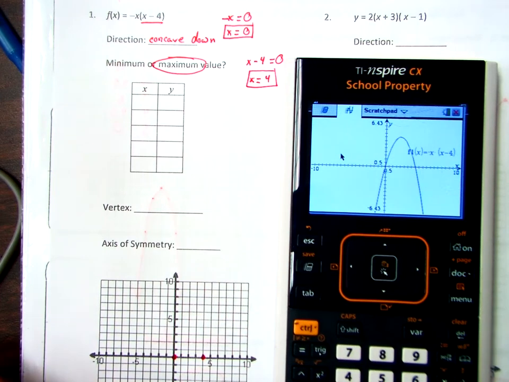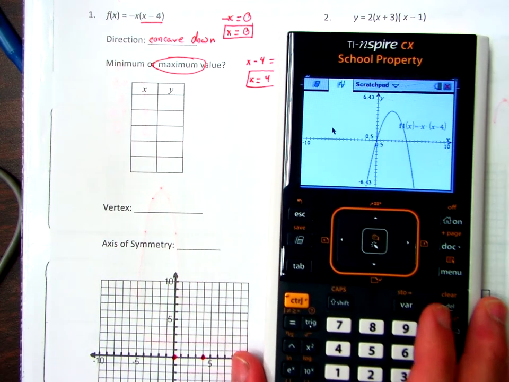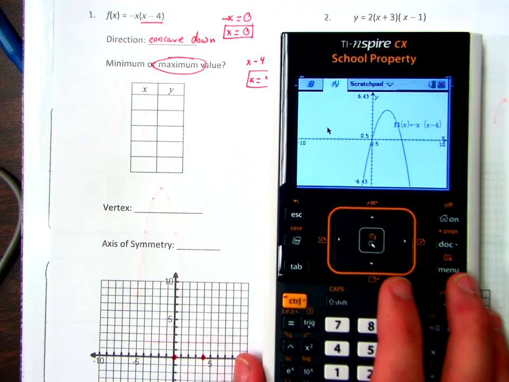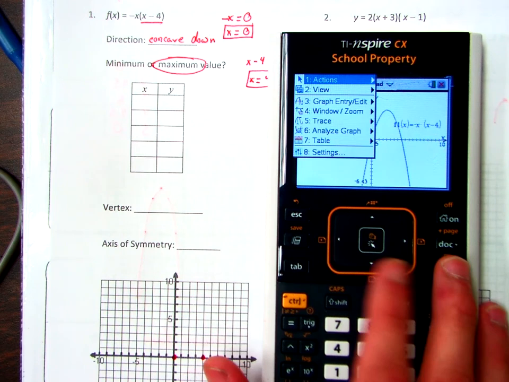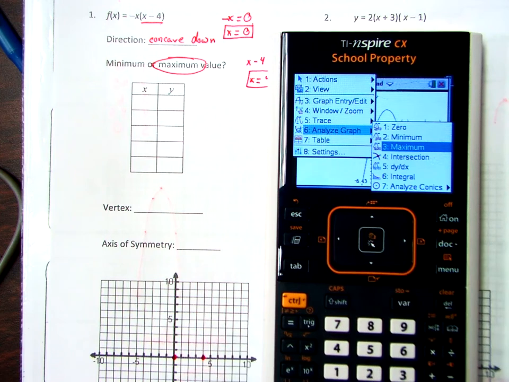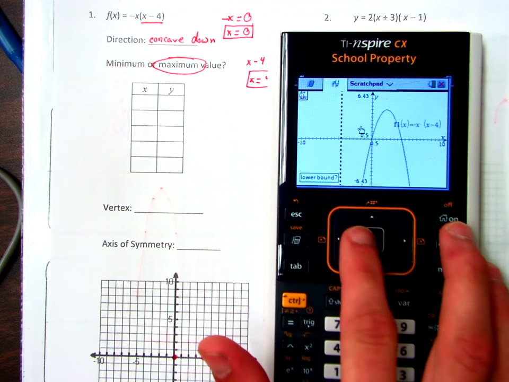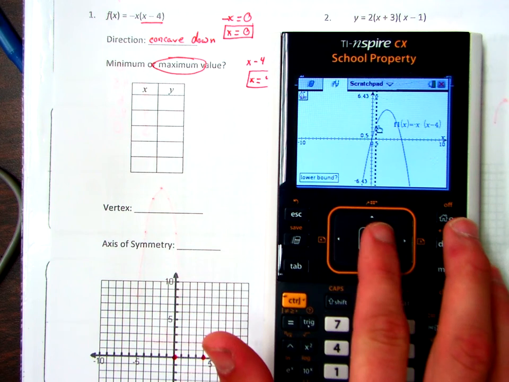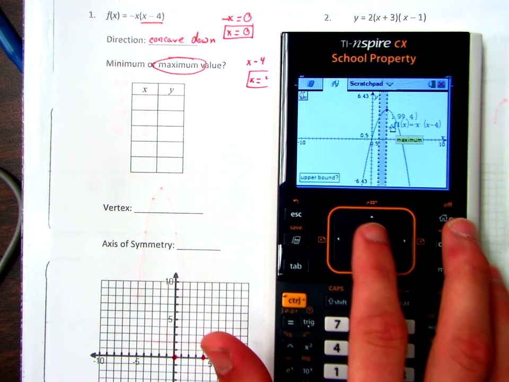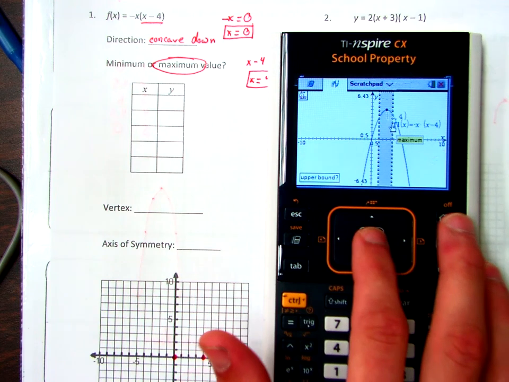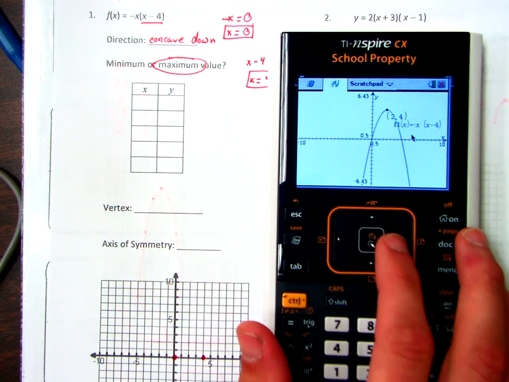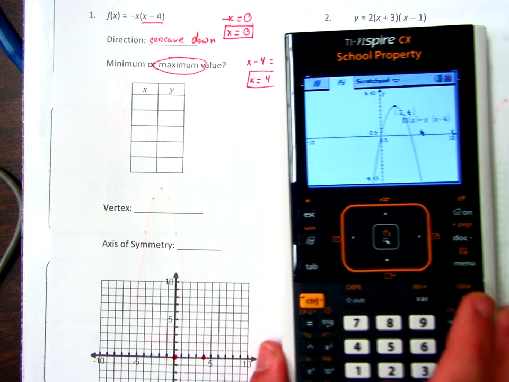The vertex, well, that's actually kind of tricky sometimes. So I'm going to show you how to do it without the table at first, because sometimes you can't find the vertex on the table. So you go to Menu, Analyze Graph. We know that it's a maximum. So you just use this thing and you highlight the vertex. So right there, I'm going to click. Then I'm going to drag it over the vertex. And click again. And then it tells me the vertex is at 2, 4. 2, 4 is where my vertex is located.